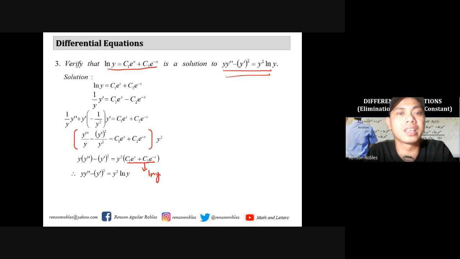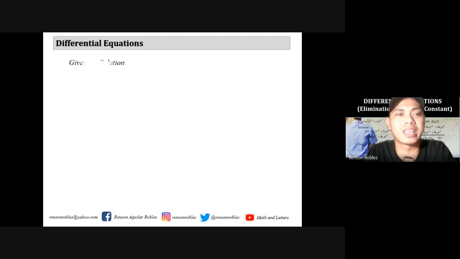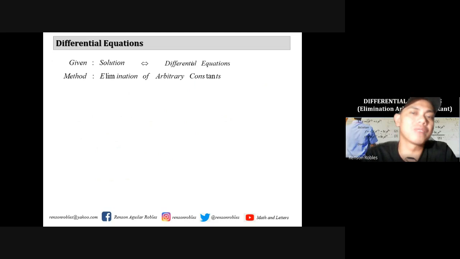Okay, and then again from our previous examples, we see that if we were given a solution to a given differential equation, then we can find this differential equation by applying a method called elimination of arbitrary constants. Okay, so which means if you wish to find the differential equation from a given solution, then we can use one of these techniques called elimination of arbitrary constants. Okay, and then let us try to apply this method.